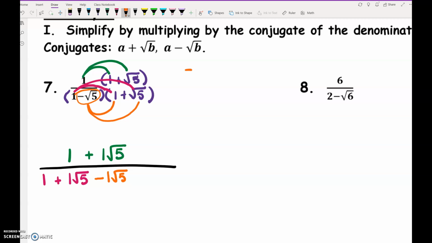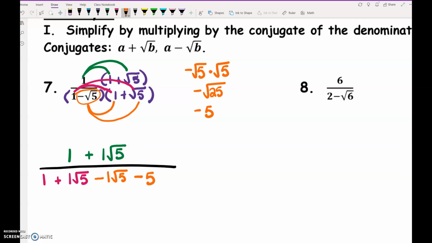We need to talk about this. Negative square root of 5 times the square root of 5. Because it's a negative times a positive, it is going to be negative. So this is really negative square root of 25. What is the square root of 25? 5. So this is negative 5.